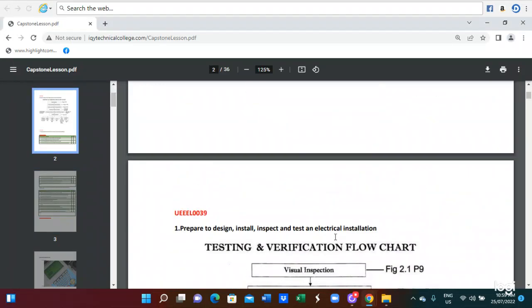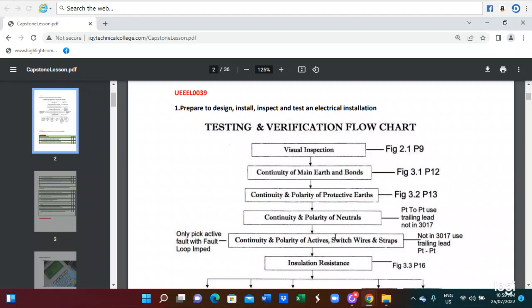In this lesson, we will talk about the UEENEEE-0039 capstone: prevent, design, install, inspect and test an electrical installation. Before you connect any supply to the electrical installation, you have to do the testing and verification.